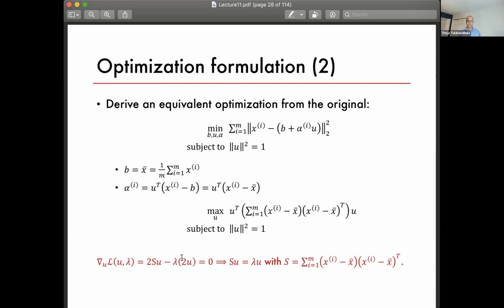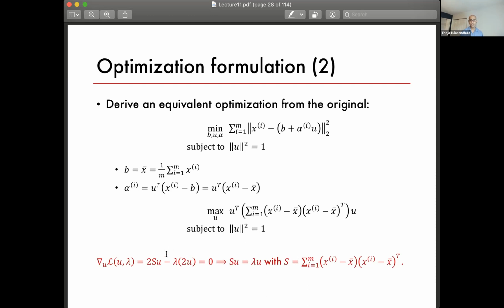So you set the gradient equal to 0. That gives us the expression s times u is equal to lambda times u. What is s? S is nothing but the term in the center of the second expression of the optimization problem, which is xi minus x bar times xi minus x bar transpose. So that's a matrix. That's a rank 1 matrix. Is the middle term a covariance matrix? Yes, it is a scaled version of the covariance matrix. We'll just give a name for it. It's not exactly the covariance matrix, it's a scaled version because there's no 1 by m in the front. We'll talk about it in a second.